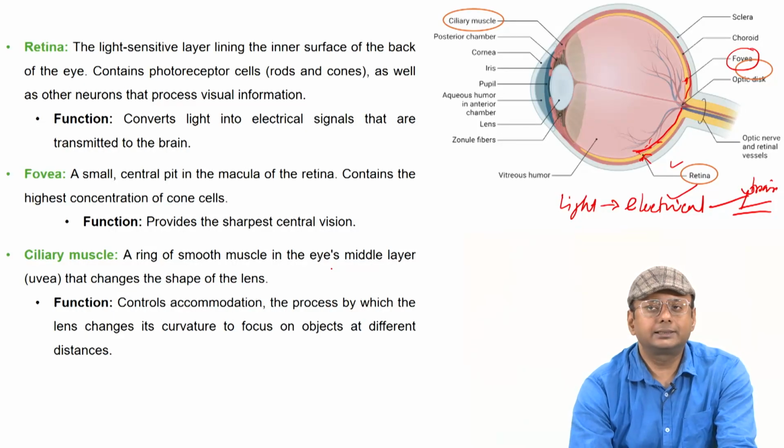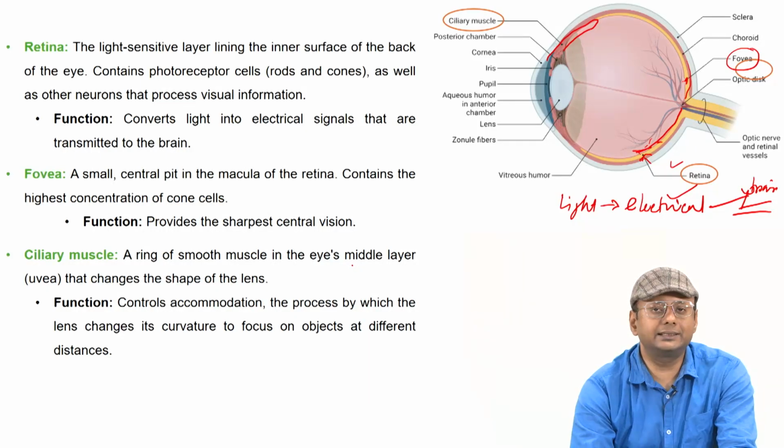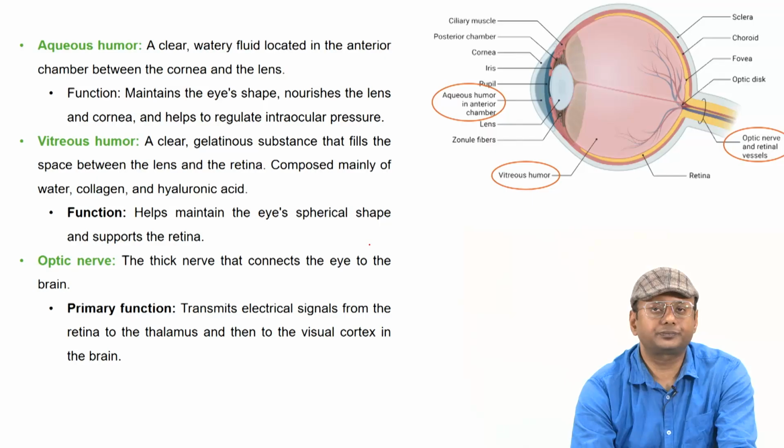Then there is the ciliary muscle. You can see these muscles, the ciliary muscles. It is a ring of smooth muscle in the eye's middle layer, and the function of the ciliary muscle is helping to control accommodation, the process by which the lens changes its curvature. So basically with the help of the ciliary muscle, it controls the accommodation process.